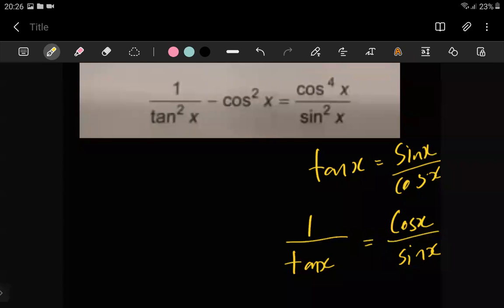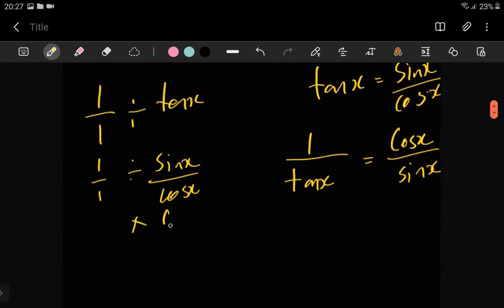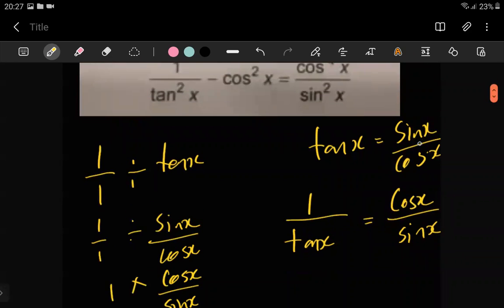Yes, 100%. Because look, 1 over 1 is just 1 over 1, right? Divided by tan x, you're dividing by sine x over cos x, which you can flip over, as you said, and then you see it's just cos x over sine x. That's why from here you can just go straight over there. Now, if this is squared, these have to be squared. Do you get it?